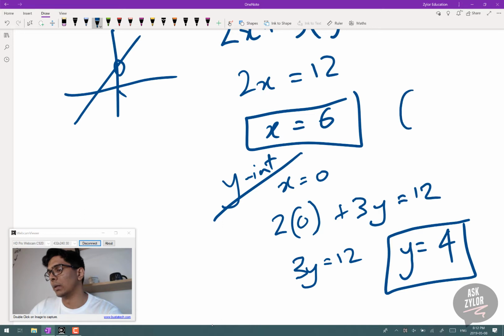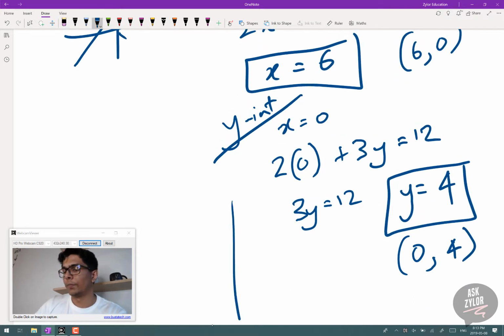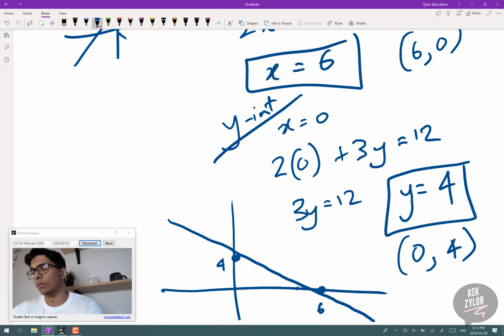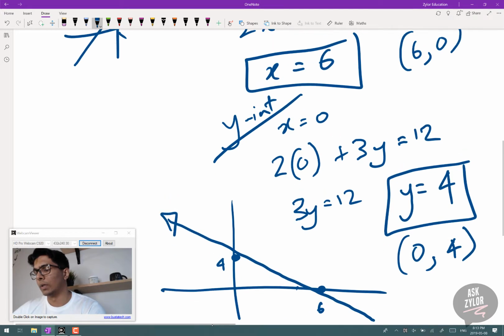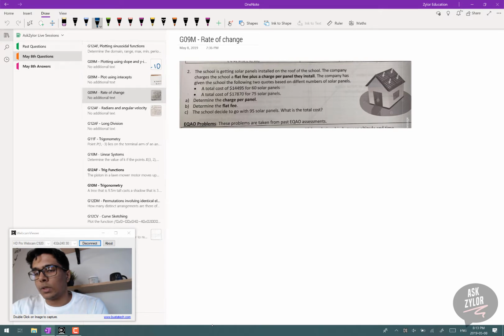So my x-intercept means I have a point 6 and 0, and my y-intercept means I have a point 0 and 4. Right? So if I were to plot this, I have 6 and 0, so let's say somewhere here, 0 and 4, let's say is here. That tells me I just need to connect the two dots to give me a line. So that's how I plot using the x and y intercepts. So let's go ahead to the next question.